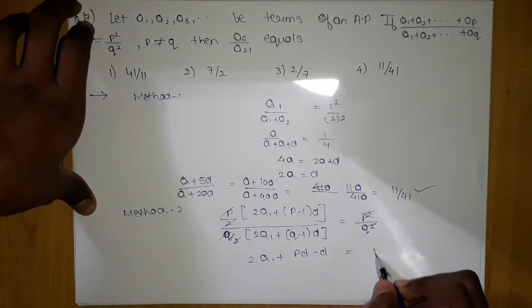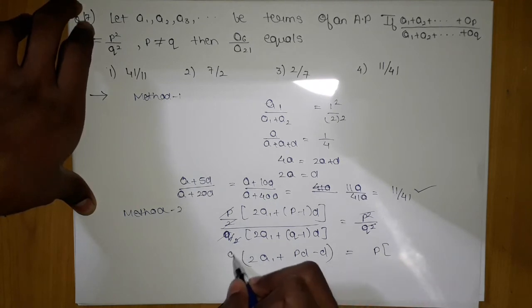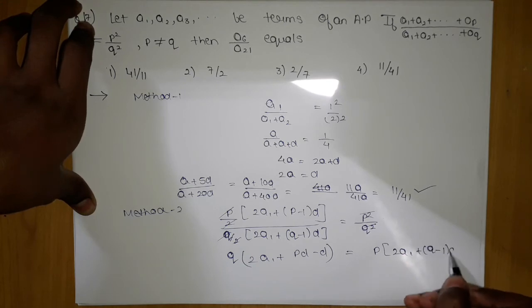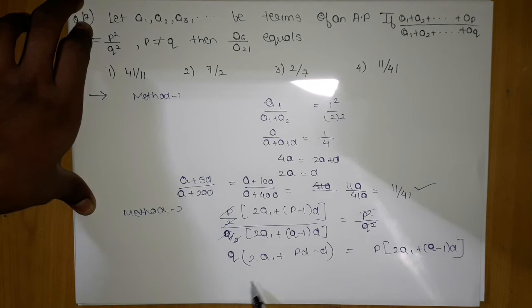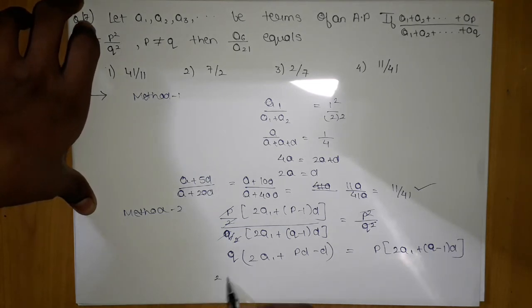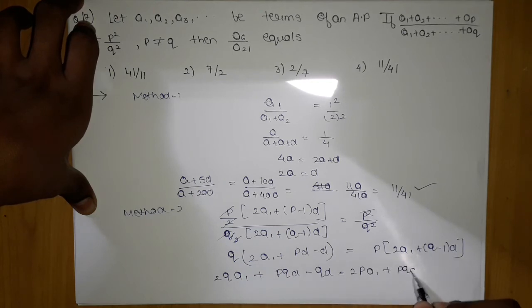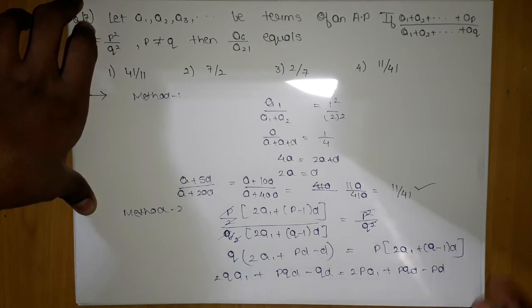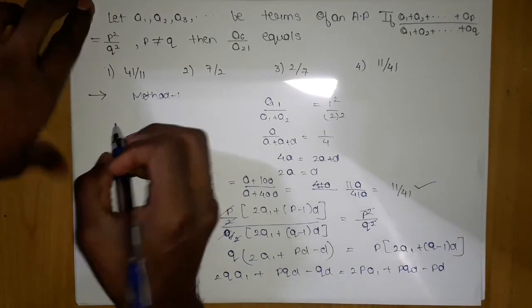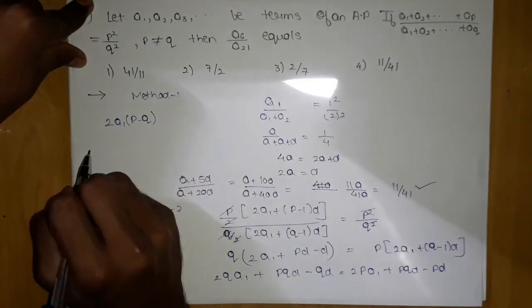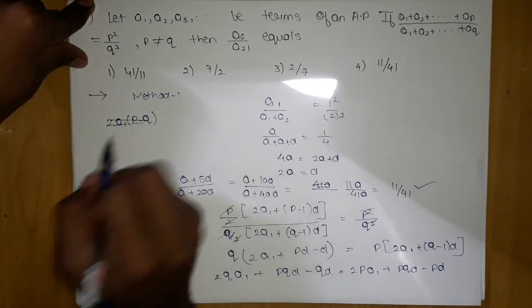Here p will be multiplied by q also. And here p will be multiplied by 2a1 plus q minus 1 into d. So after this you can see what will happen. One step will give q a1 plus pqd minus qd is equal to p a1 plus pqd minus pd. After this, what we can do, I am going to do it here. This will be nothing but 2a1 into q minus p. Okay, so it will become wrong, so I want to make p minus q.